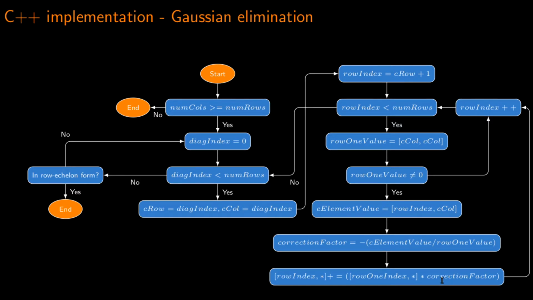Okay? And then simply we come back round, increment row index, come back to here, and we loop through there until we reach this condition where row index is no longer less than the number of rows, which means we finish, so we come back to here, and then we'll continue looping over the diagonal until that's finished. Once that's finished, we perform a simple check to see if the matrix is in row echelon form. If it is, then we know we need to stop. If it isn't, then we simply set diagonal index back to 0, and we repeat the whole process again.